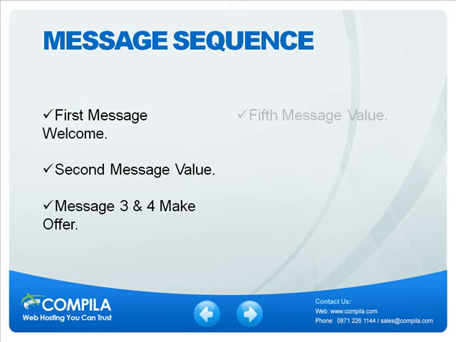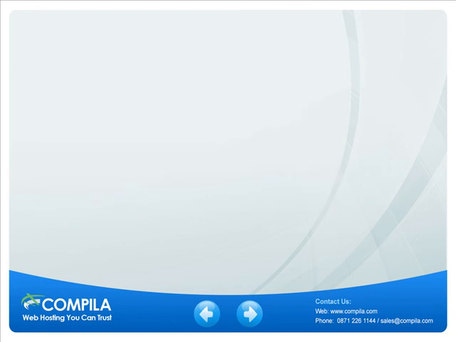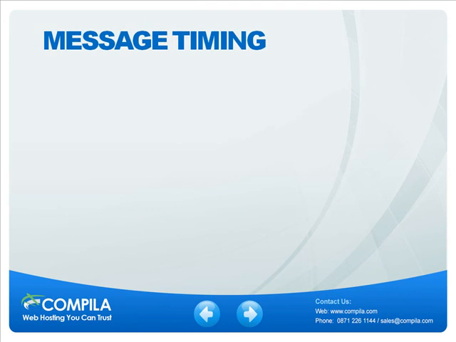Then on to Message 5, Value. We're back to value again. This is important as we want the subscriber to relax and not think that all of your future messages will contain offers. The same goes for Message 6, Value. Again, send another value email here. And then finally on to Message 7, Offer. Okay, this is the sweet spot where people should be primed to buy from you, so make your best offer here. That's the sequencing, and now we have a quick look at timing your emails.